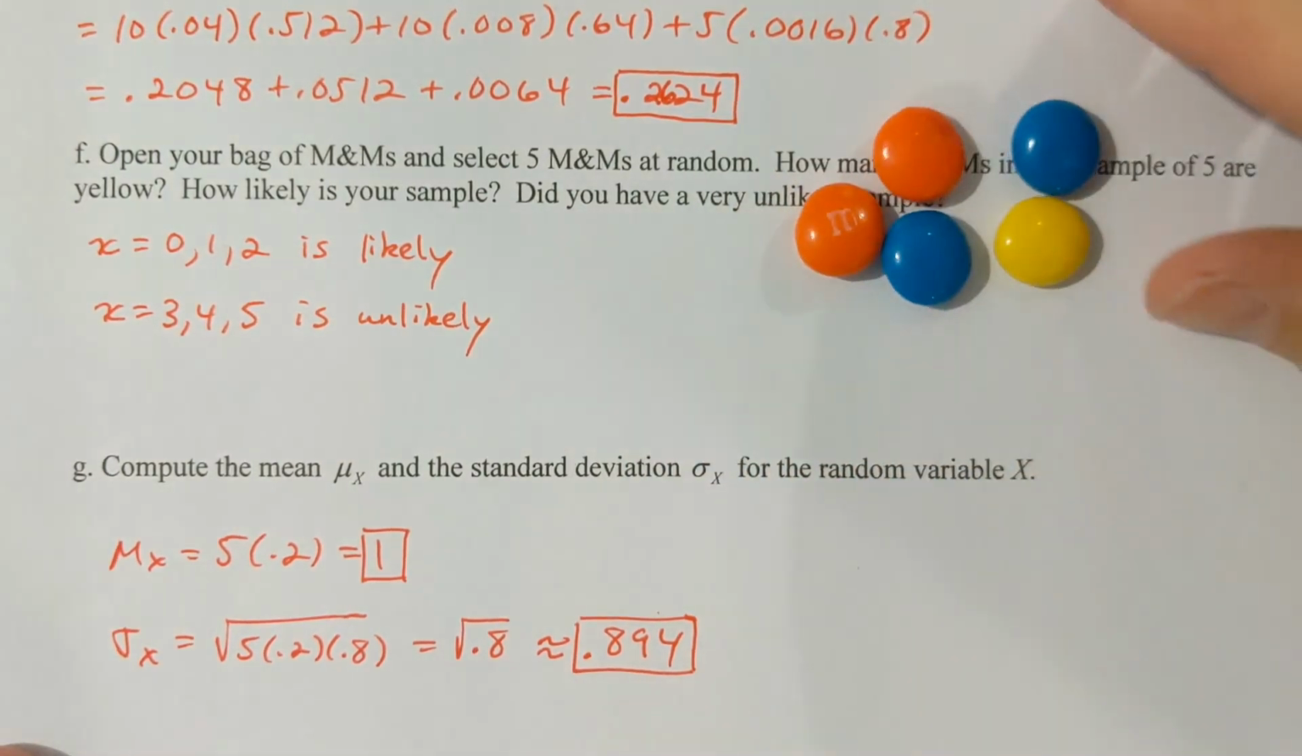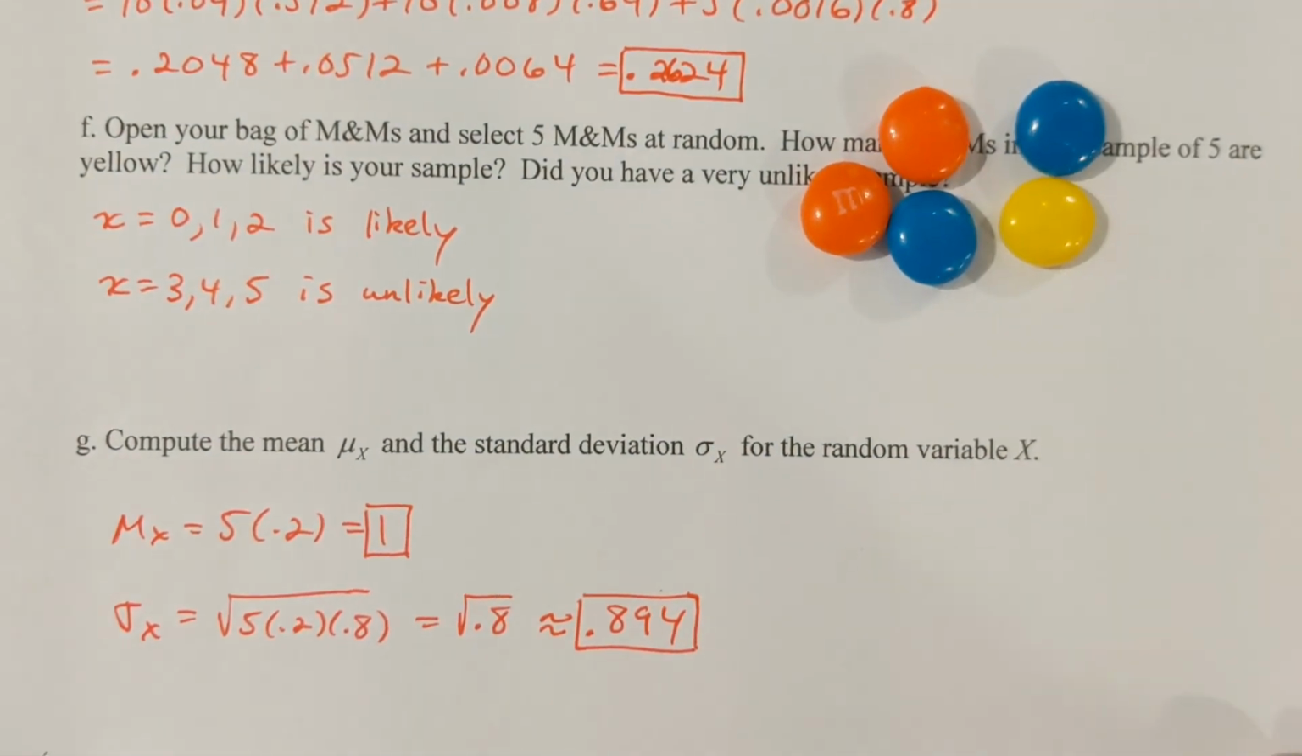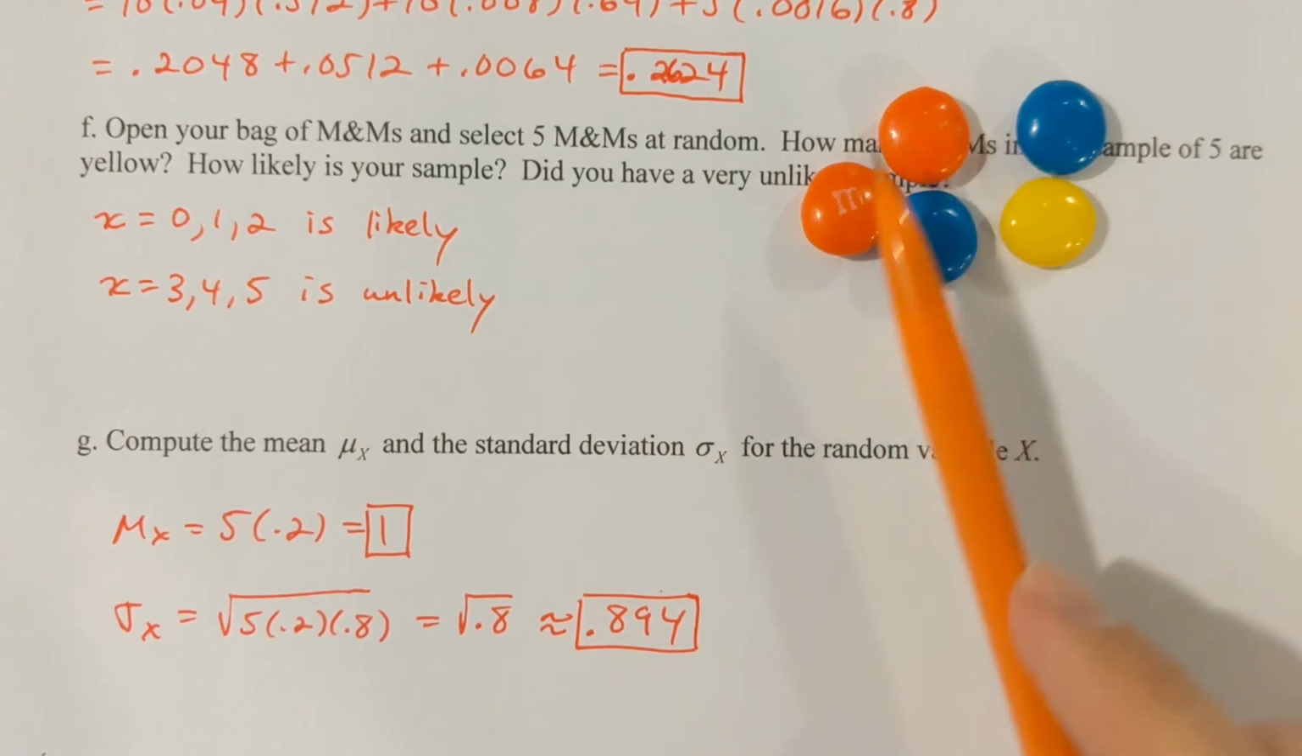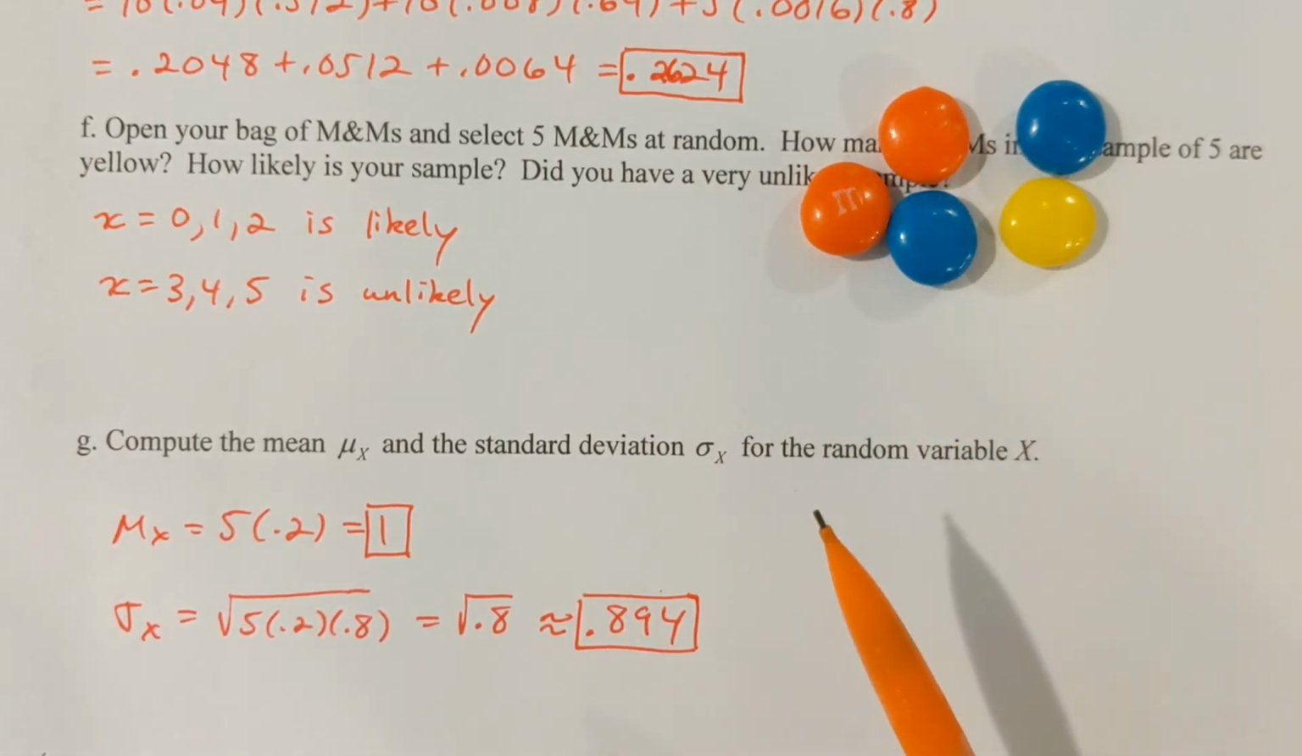Part G, compute the mean and the standard deviation for the random variable. This is binomial, so to get the mean, I simply take n times p. N is 5, p is 0.2, 5 times 0.2 is 1, which means that on average we would expect one yellow M&M to be selected in a group of 5 if it were a random thing. That's exactly what we see here.